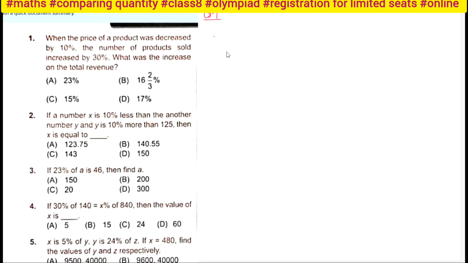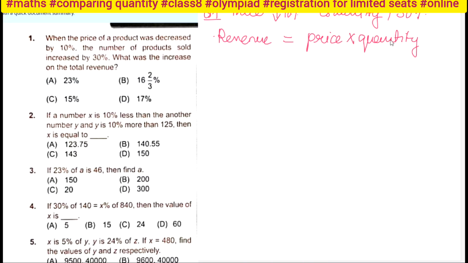See, price decreasing by... so what I will write in a step-by-step process. Price is decreasing by 10%. Quantity of product sold increased by 30%. Now revenue is equal to price into quantity. Keep in mind, revenue is nothing but price into quantity.